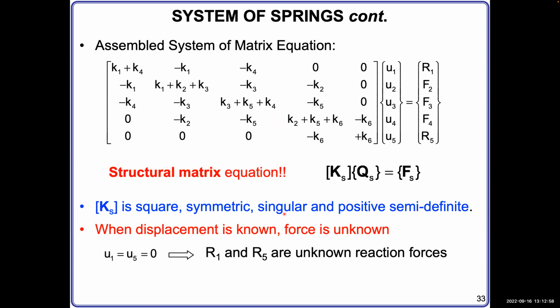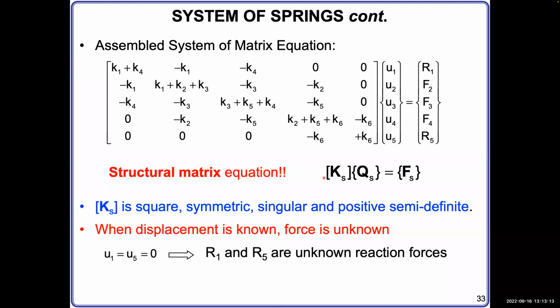And also this is singular, and it is positive semi-definite. The definitions of singular and positive semi-definite we already explained. So those are the properties of this matrix.